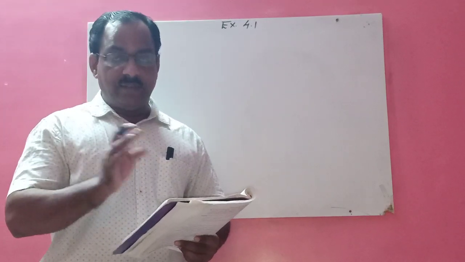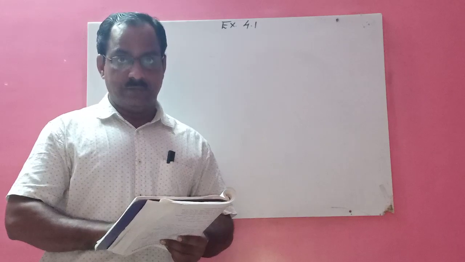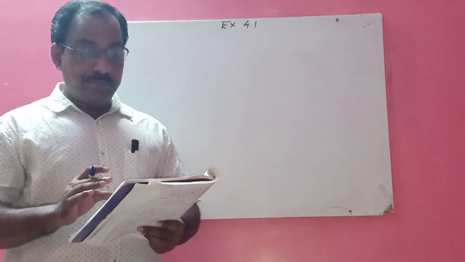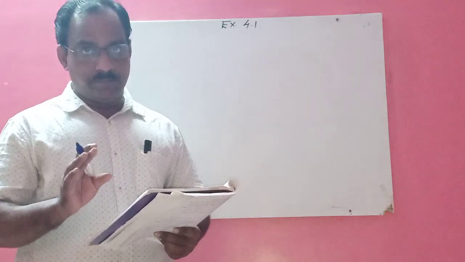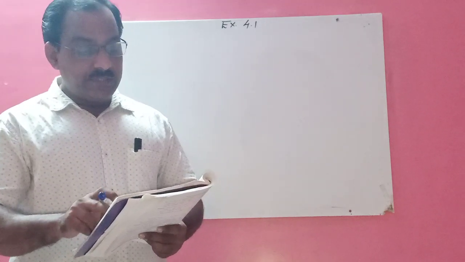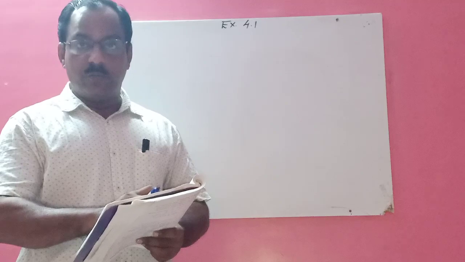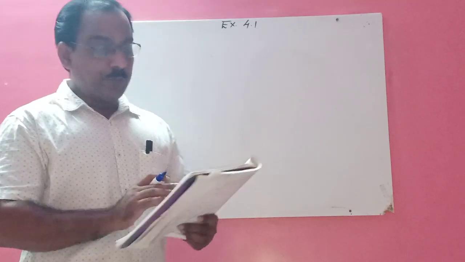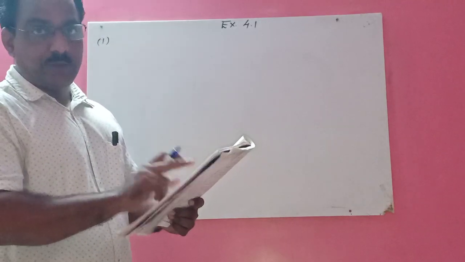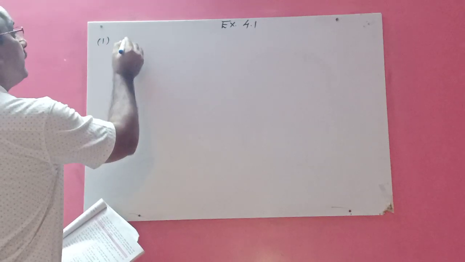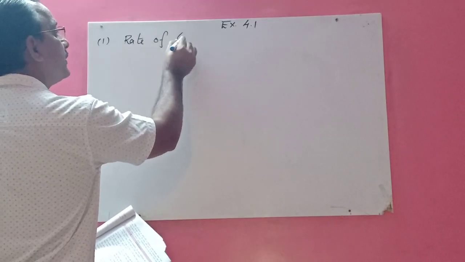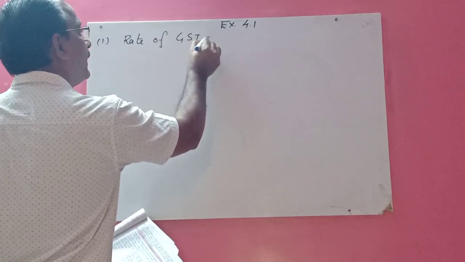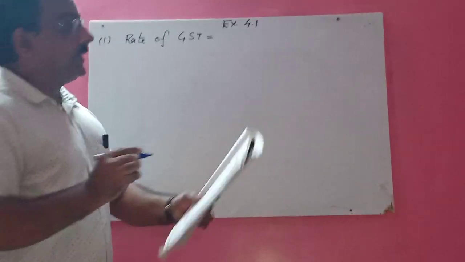My dear children, I have explained in my explanation that the rate of CGST and the rate of SGST is the same. Here the GST rate is given. It is how much? 12%. So first you will write here rate of GST. How much it is, children? It is 12%.